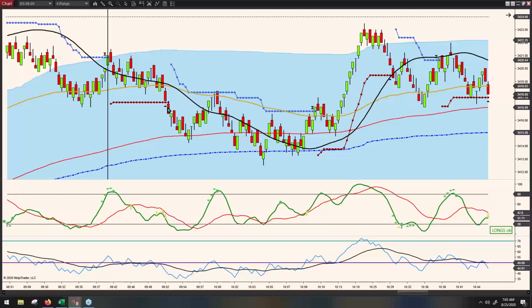Here we get a setup. Oops, wrong line, sorry. Can't see on my keyboard here. Here we go. Closes below the super trend stop. Stochastics in line to take that short. So if we take that short, we would be looking down to the next area of support as our target area.